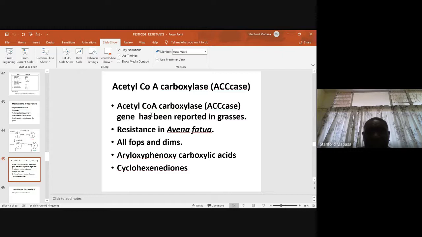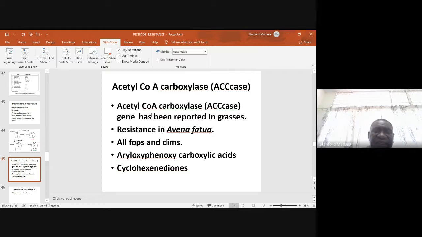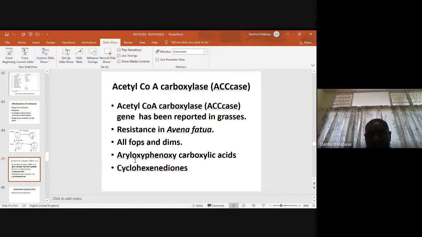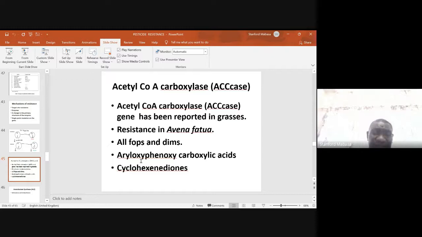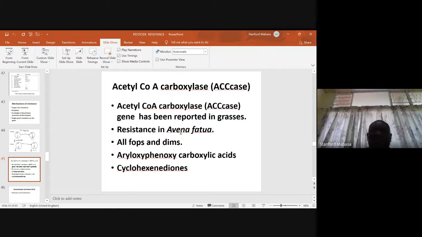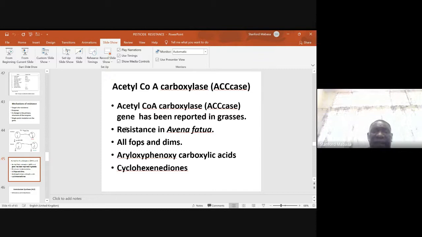in grasses. Normally, there are some herbicides which kill grasses. We expect the grasses to die, especially when we use herbicides from these groups, aryloxyphenoxypropionic acids and the cyclohexanediones. Sometimes we just talk of FOPs and DIMs. Now, these grass killers, we expect them to kill Avena fatua, but because Avena fatua may possess this acetyl coenzyme A carboxylase, which is slightly altered, it's going to resist these herbicides.